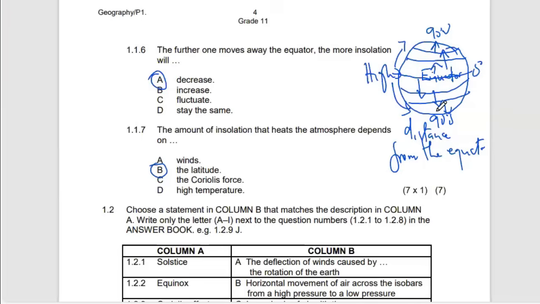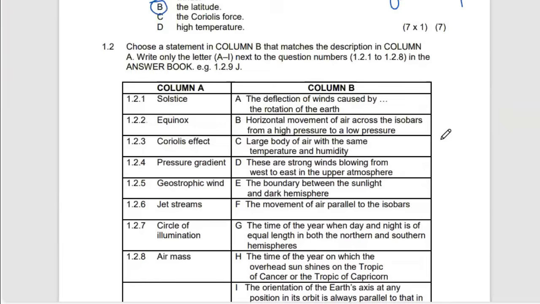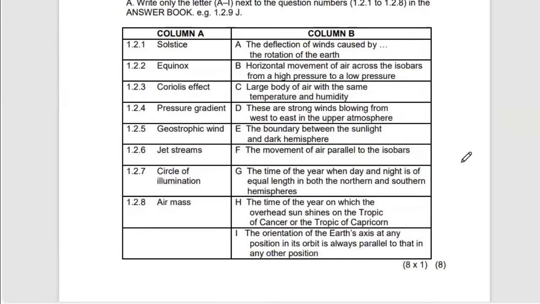Right. We take it to the next point. Question number 1.2 is based on a matching column question. We're looking at matching an item to solstice. What item matches with a solstice? We have talked about it earlier on. We said it's either a summer solstice where the day is longer than the night, or a winter solstice where the days are shorter compared to the nights.